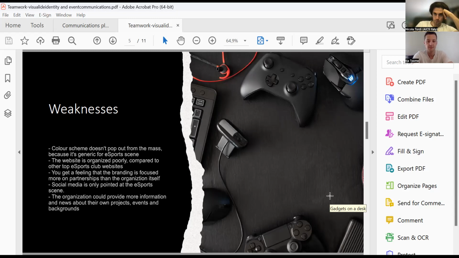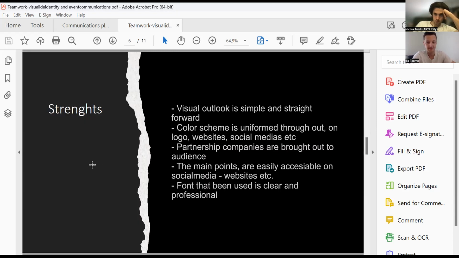And then the whole thing, as we mentioned, there was a lot about the partners, and they could give a little bit more information and news about the projects, events and the backgrounds. Strengths: it's pretty simple and straightforward. The color scheme is uniform throughout the logo, the website, and social media, so it's very well done in that way. At the same time, it's a weakness that the partnerships are very strongly featured, but the partners probably highly appreciate that they are very well visible on the website.